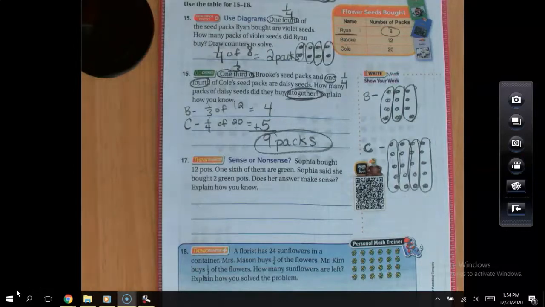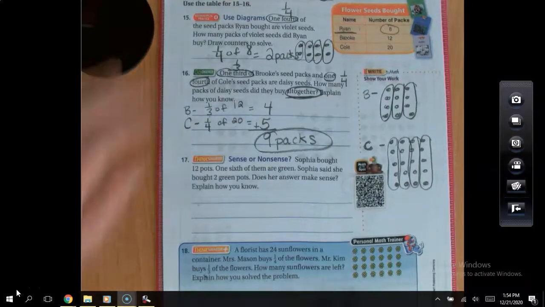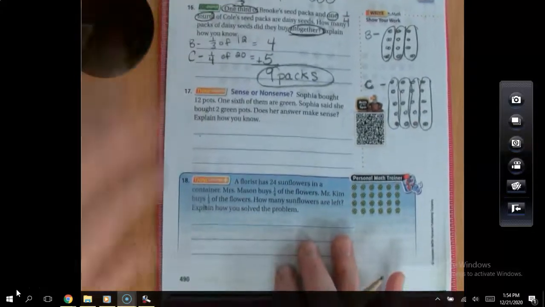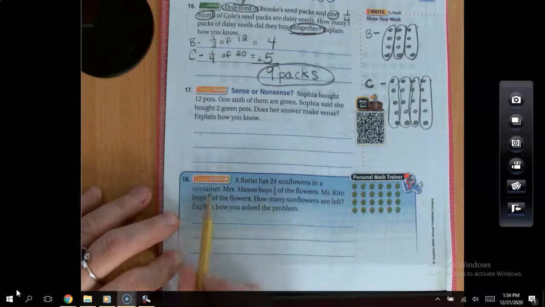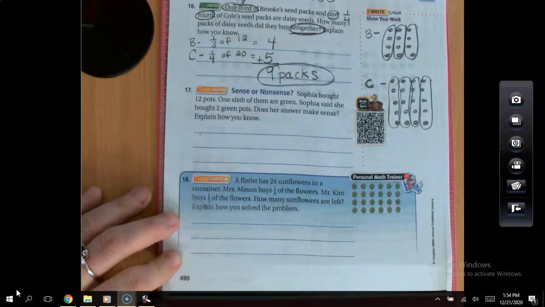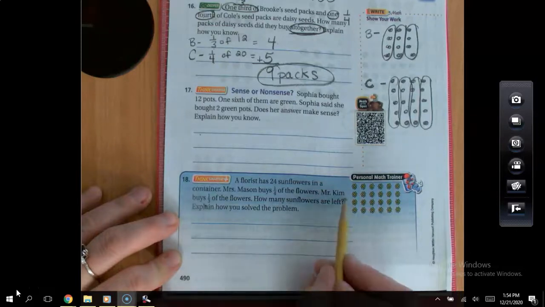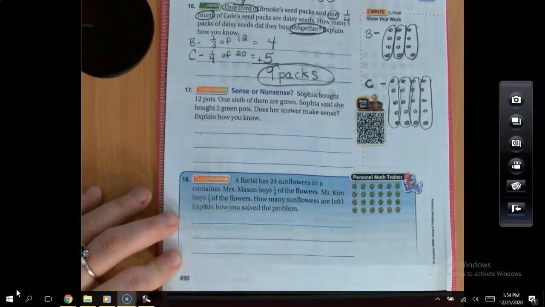Okay, last one we're going to do for today is number 18. It says a florist has 24 sunflowers in a container. Mrs. Mason buys 1/4 of the flowers. Mr. Kim buys 1/3 of the flowers. How many sunflowers are left?